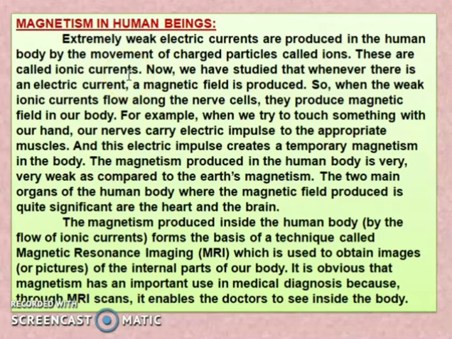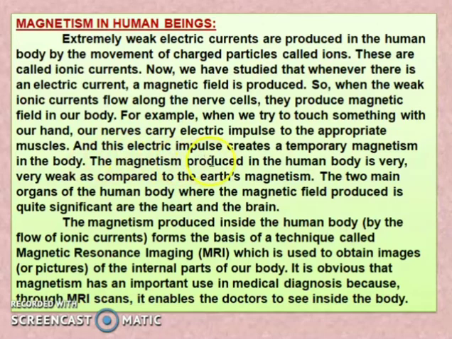Now, we have studied that whenever there is an electric current, a magnetic field is produced. So, when the weak ionic current flows along the nerve cells, it produces a magnetic field in our body. For example, when we try to touch something with our hand, our nerves carry electric impulses to the appropriate muscles, and these electric impulses create temporary magnetism in the body.